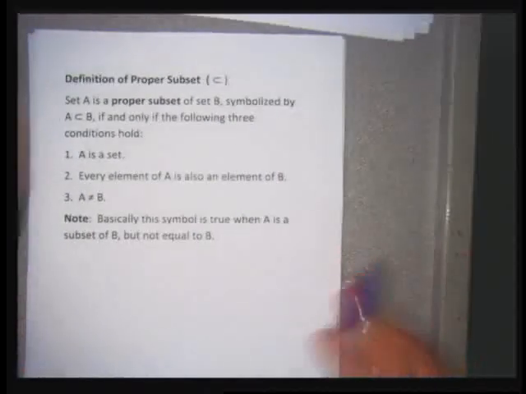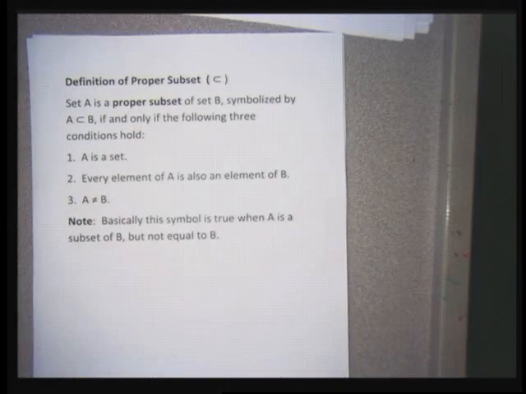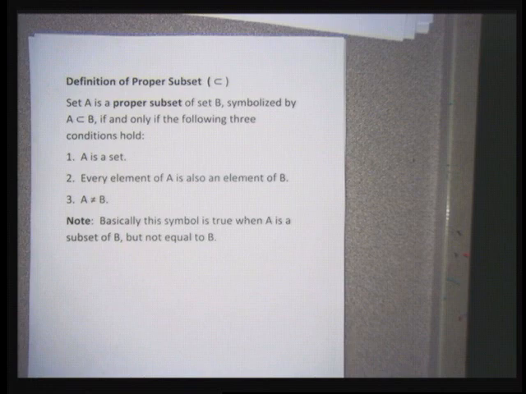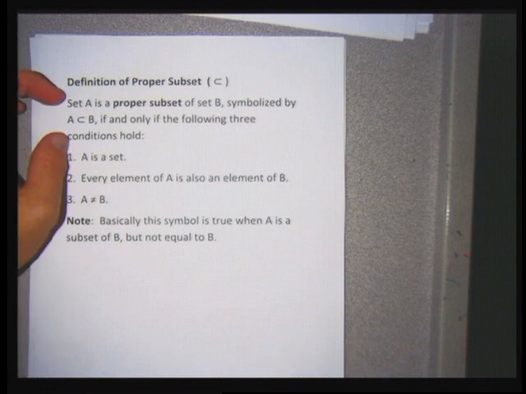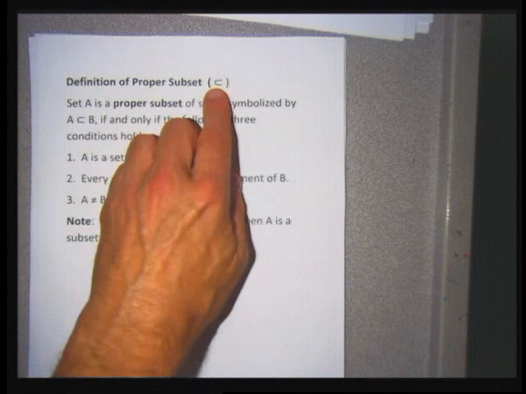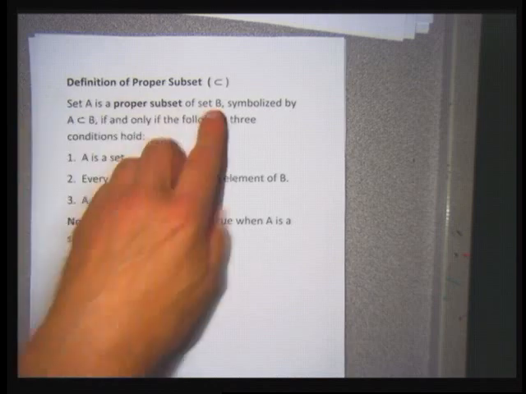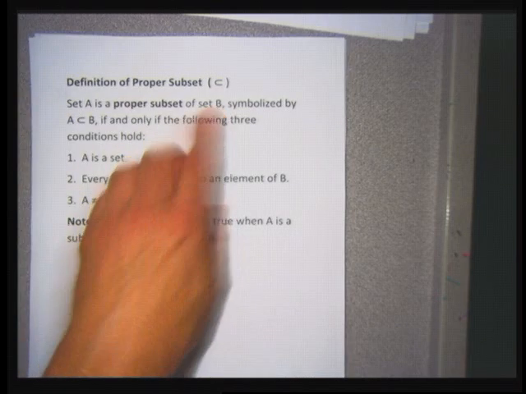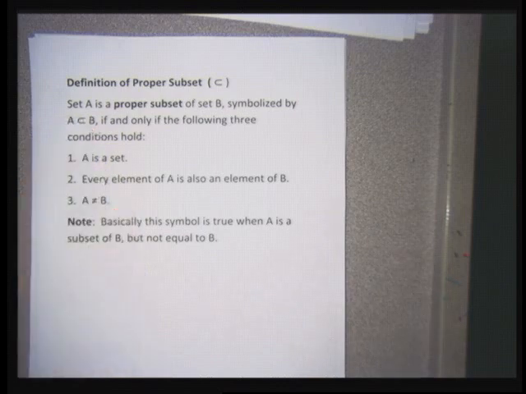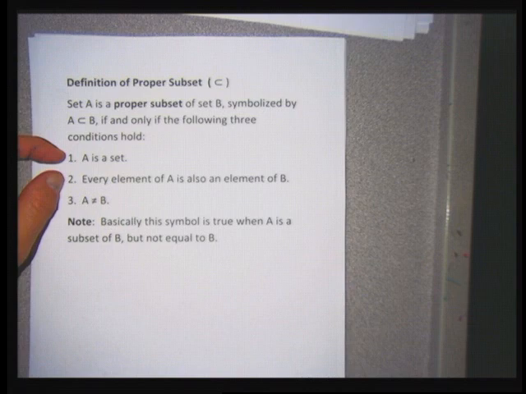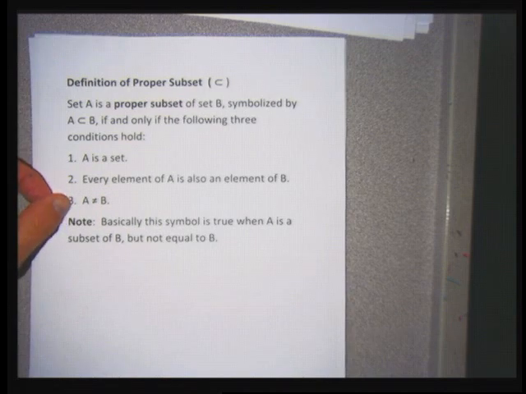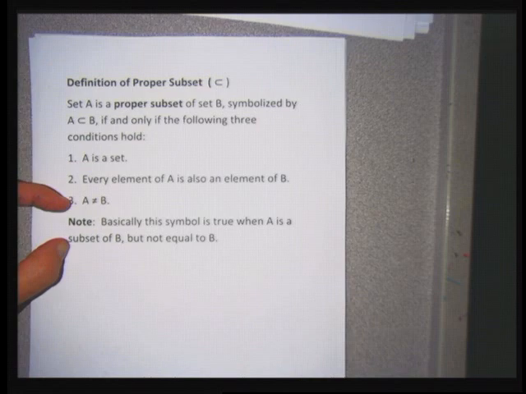So I make a definition of proper subset, and proper subsets are defined very similarly to how subsets are defined. The symbol is similar, and the definitions are similar. So set A is a proper subset of B, using the symbol without the or equal to, if three conditions hold. A is a set, every element of A is an element of B. That's the two criteria we need to be a subset. The third criteria says A can't equal B. So this symbol for proper subset is true if A is a subset but it's not equal.